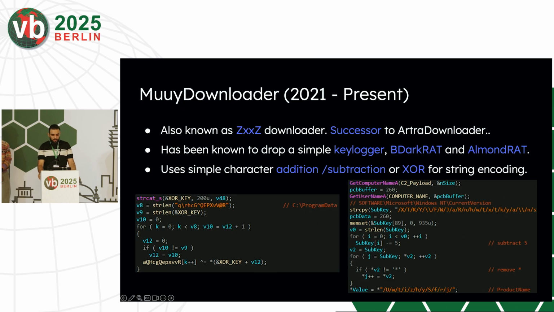The second family we are talking about is MUI Downloader, which was first seen in 2021. And interestingly, we found a recent sample in 2025 during our research time. MUI Downloader has also been known as ZXX, Z Downloader, and it's considered to be the successor of Ultra Downloader, as Jonas said. It has been known to drop a handful of Bitter tools, such as simple keylogger, bdarkrat, and almondrat. It also uses simple character addition and subtraction, or XORing for string encoding, which is similar to other families in the Bitter arsenal, as you already saw.